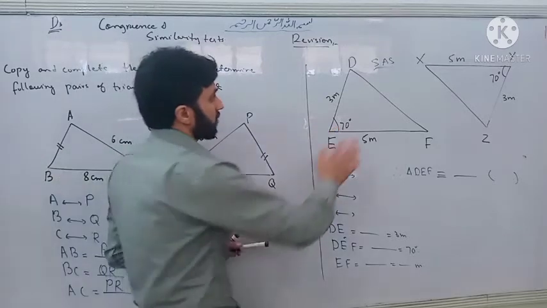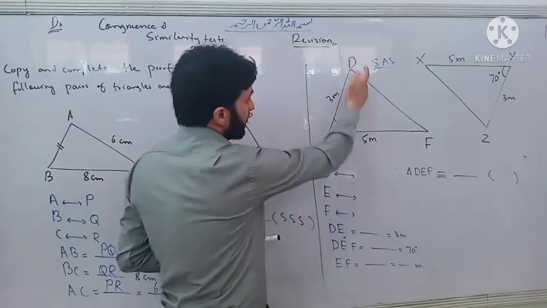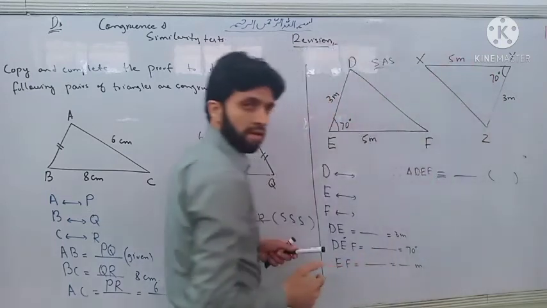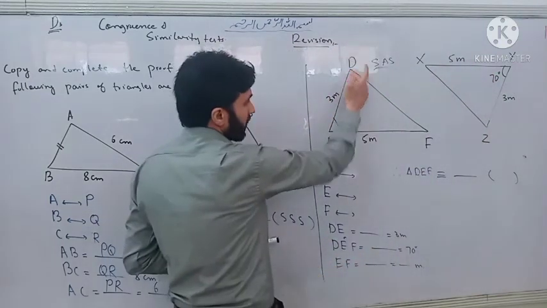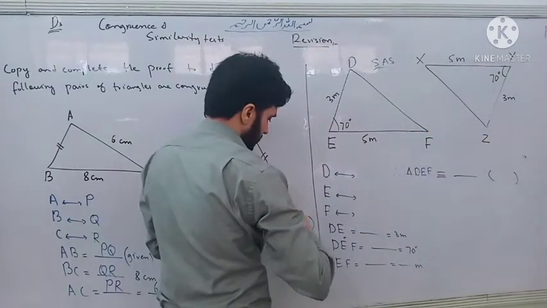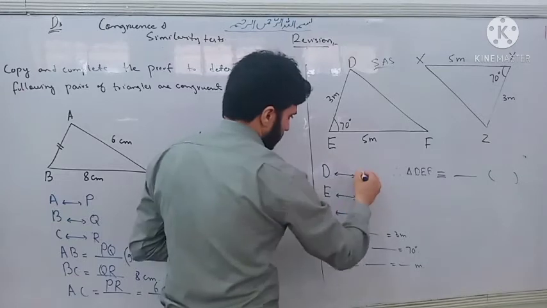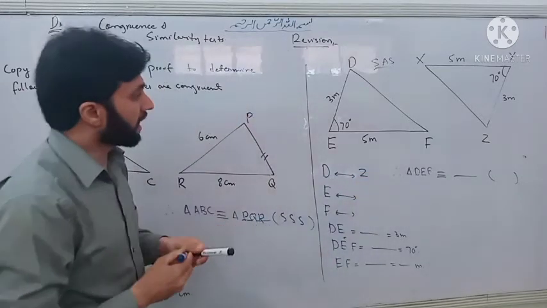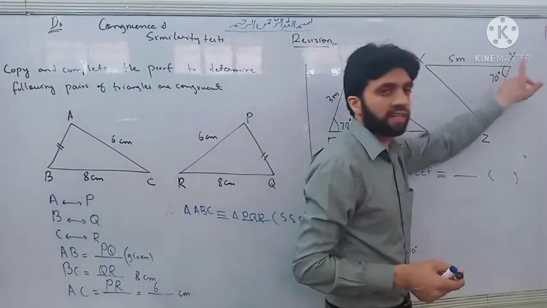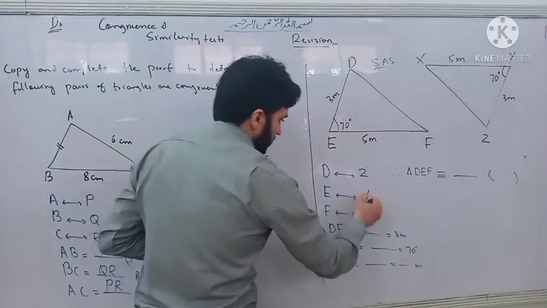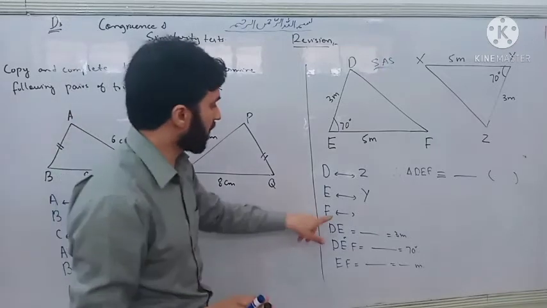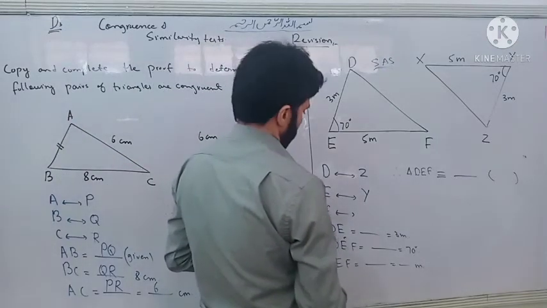So D, first of all, D is in front of 5 meter, and here Z is in front of 5 meter. I am repeating, D is in front of 5 meter and here Z is in front of 5 meter. So D and Z are the corresponding vertices. Then E, on E there is 70, on Y there is 70. So E and Y, very easy, E and Y are the corresponding vertices, and the rest is F, that is X.